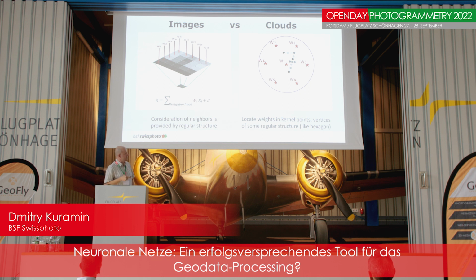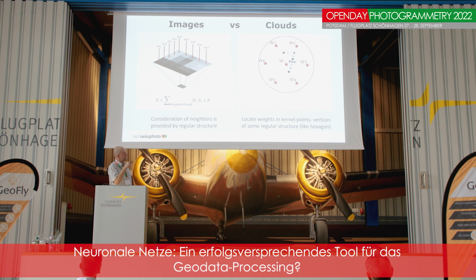We say that we locate weights in kernel points, vertices of some regular structure, for example, a hexagon. And these weights now have some spatial coordinates. And then we compute distances from each point of the cloud to every kernel point.